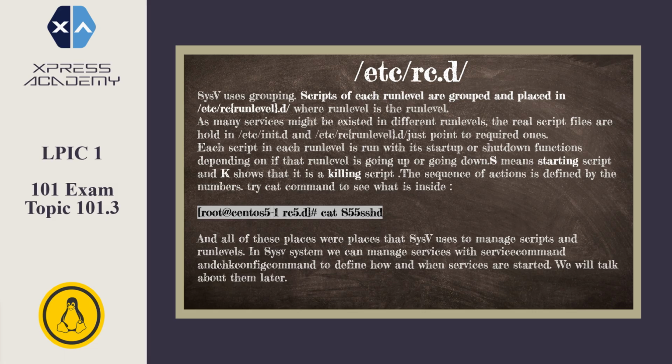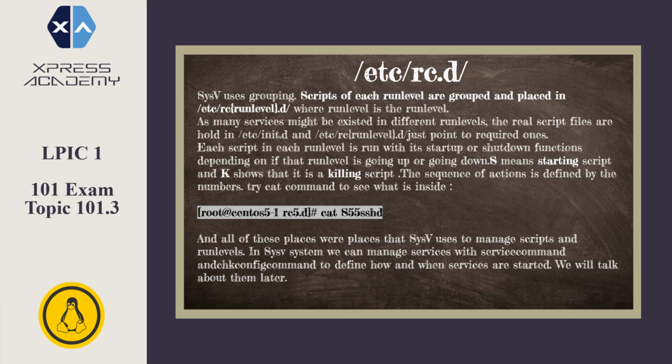/etc/rc.d. SysV uses grouping. Scripts of each run level are grouped and placed in /etc/rc<runlevel number>.d. As many services might exist in different run levels, the real script files are held in /etc/init.d, and /etc/rc<runlevel number>.d just point to the required ones. Let's take a look at rc5.d for example. Each script in each run level is run with its startup or shutdown functions, depending on if that run level is going up or going down.